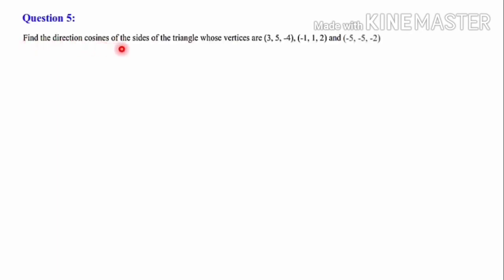Next we shall discuss question number 5, the last question of this exercise. Find the direction cosines of the sides of the triangle whose vertices are (3, 5, -4), (-1, 1, 2) and (-5, -5, -2). Here we are asked to find the direction cosines, means l, m and n. For that purpose, the vertices of the triangle are given. So let's take a rough diagram.